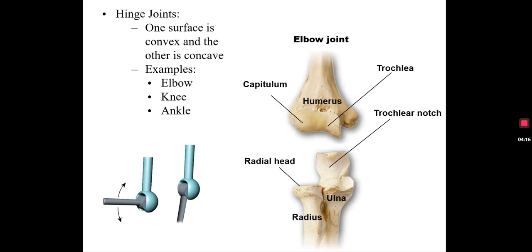The second one's pretty easy. This is a hinge joint, right? If you think about a door, you can open and close your door. That's about it, right? A door to your room, let's say, you can open it, you can close it. You can open it, you can close it. You really can't do much with it. So this is the same type of thing we're going to see with a hinge joint. This is where one surface is convex and the other one is concave.